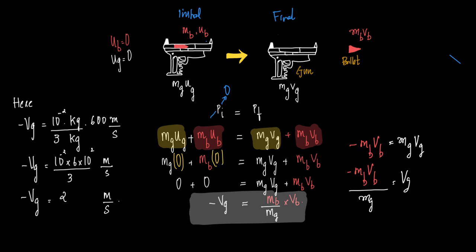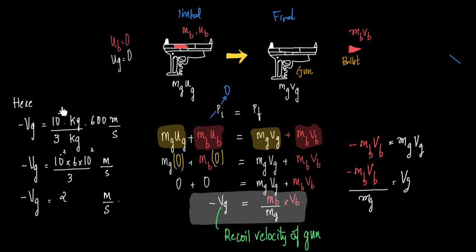Okay. Now this minus Vg is actually what we call the recoil velocity of the gun, right? So this is what we call the recoil velocity of the gun. Okay. Now, therefore, we can say that minus Vg is equal to, what is mb? We wrote it earlier that mb is the mass of the bullet, which is 10 to the power minus 2 kilogram. mg is the mass of the gun, which is 3 kilogram, and then velocity is 600 meter per second.